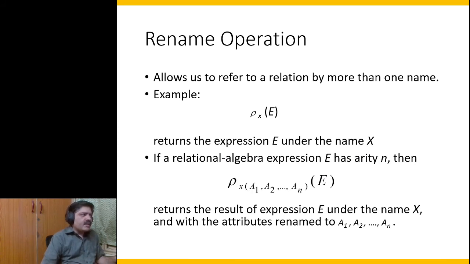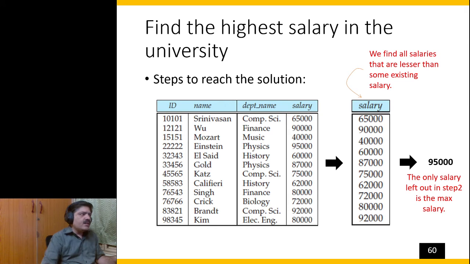There is also a rename operation. It's often useful to rename certain columns before we apply a Cartesian product, and that allows us to refer to specific columns after we perform a join. We'll take an example to understand this. Let's say I have to find the highest salary in the university. How would I do this? Let's say the relation that I start with is this, and the objective is to find the highest salary. How would you do it?